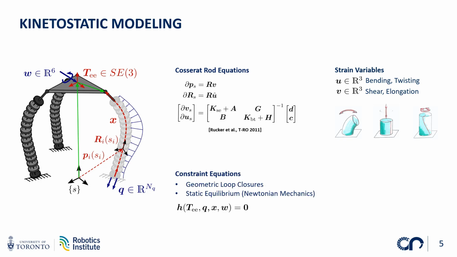Constraint and boundary conditions for the differential equations resulting from the parallel setup are derived. These mainly include geometric loop closure constraints of the parallel assembly, as well as static equilibrium equations derived using Newtonian mechanics. By considering different variables as known and unknown, the constraint equations can be solved to compute both the inverse and forward kinetostatic problems.